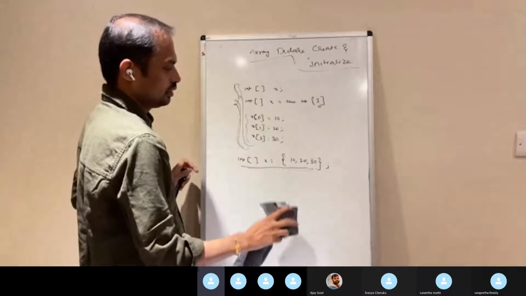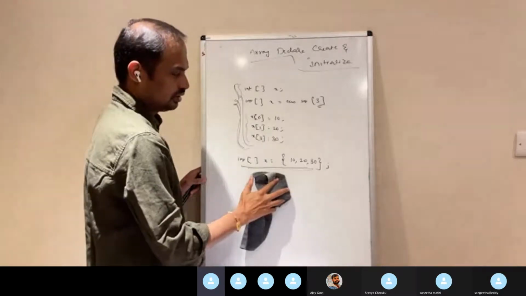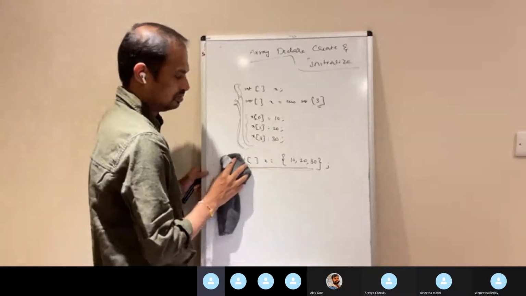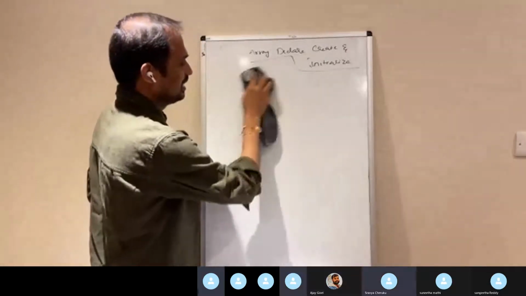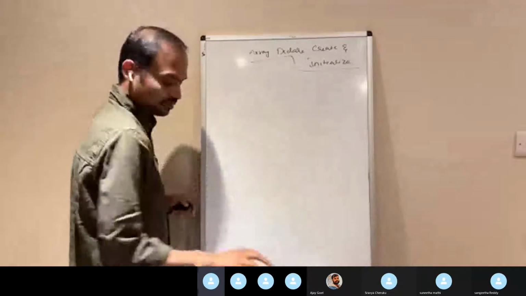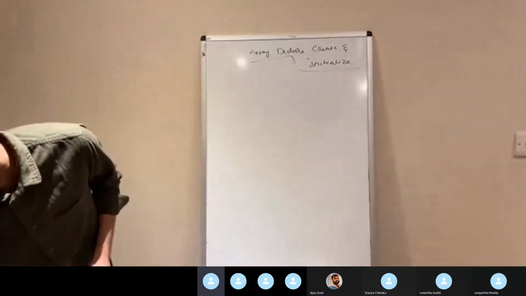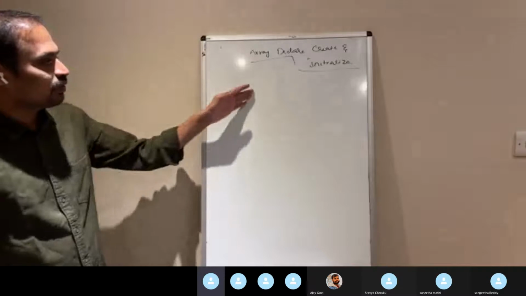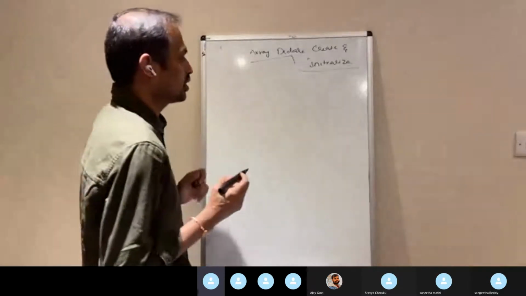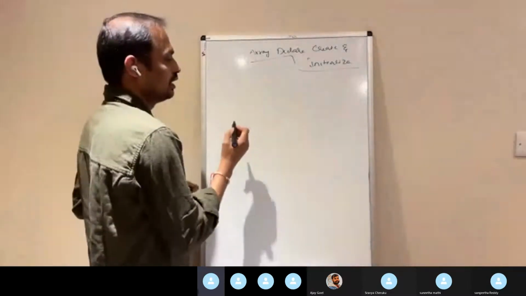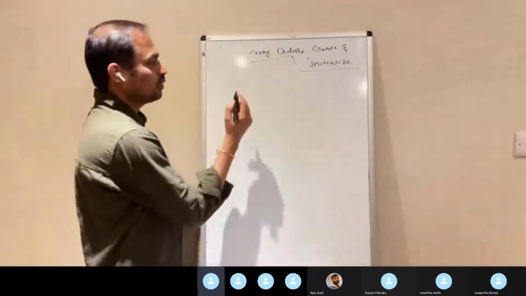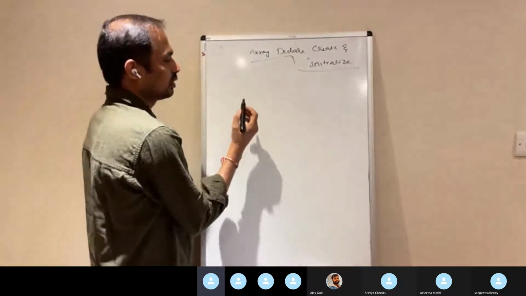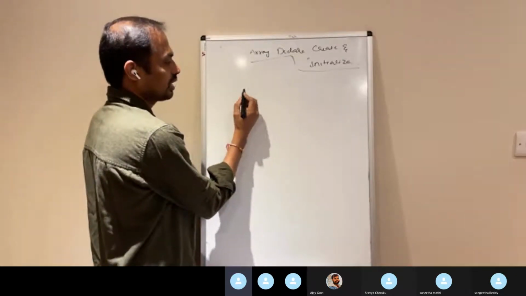Any doubts? No, sir. Okay. So now, the shortcut representation I have shown is for a single dimensional array. If you want to do it for a two-dimensional array, how are we going to do it? Two-dimensional array.